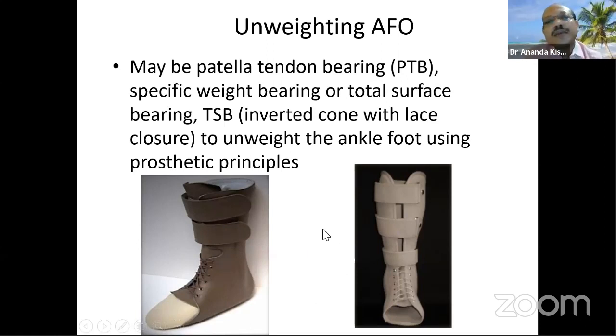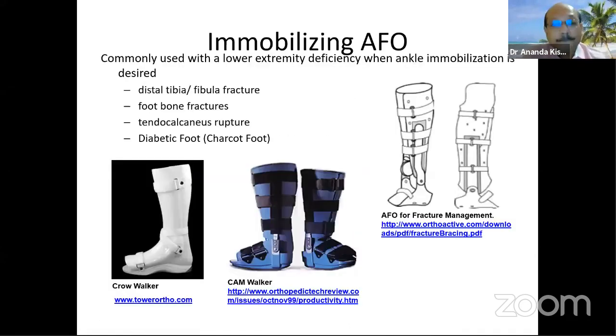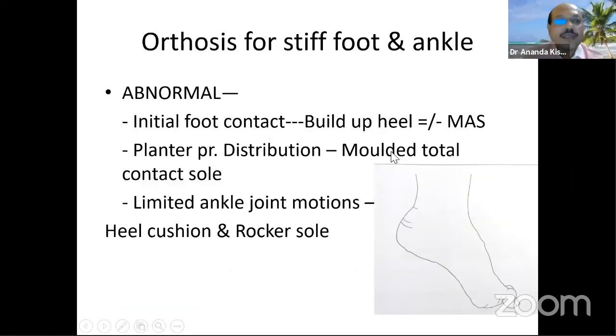So in that case, we can use bypassing of the weight, for example for a fractured tibia. Similarly, these types of splints are there. We can use this crow walker, cam walker, or ankle foot orthosis for the fracture management of the lower limb. For a fracture of the distal part of the tibia, we can use this.